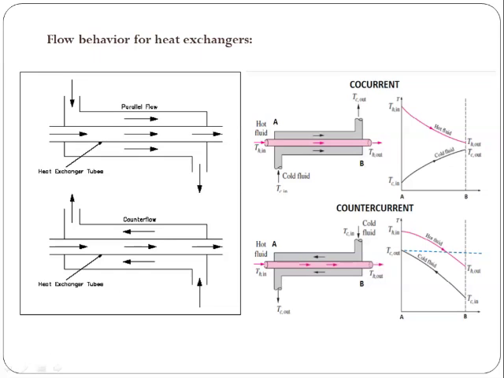Then here the temperature difference graph is shown in the figure. The first graph is of co-current flow, meaning fluids are moving in only one direction. Then at point A, the difference in temperature is high, but when we reach towards point B, the difference in temperature becomes low.